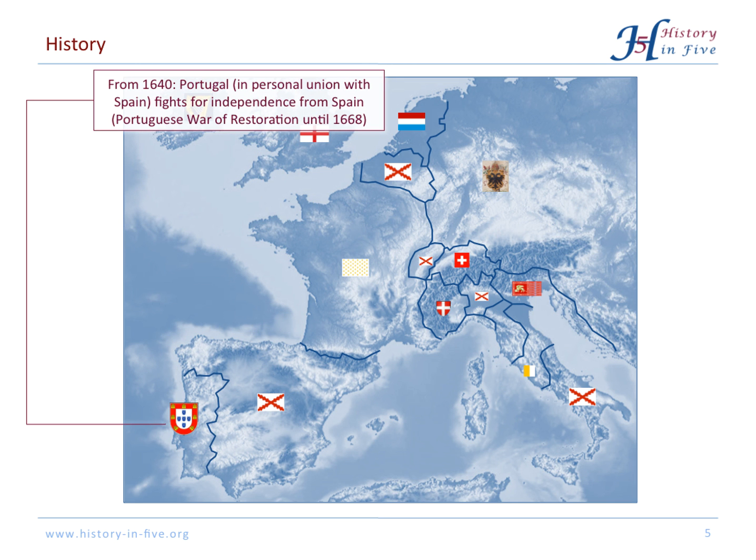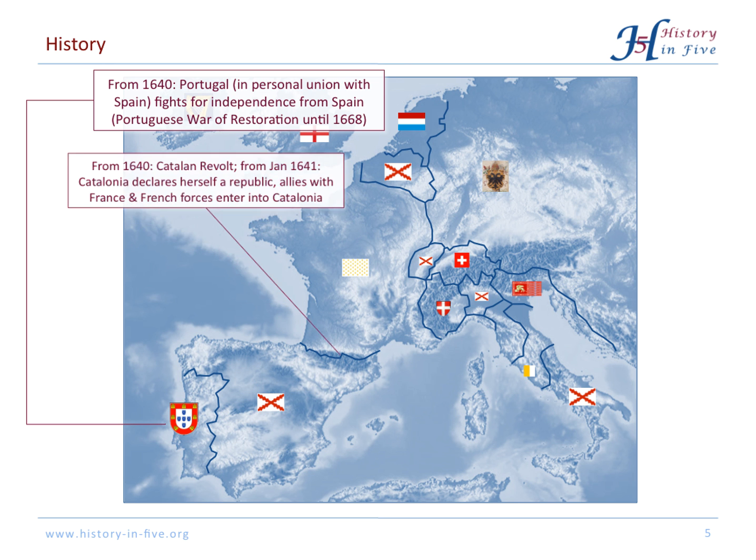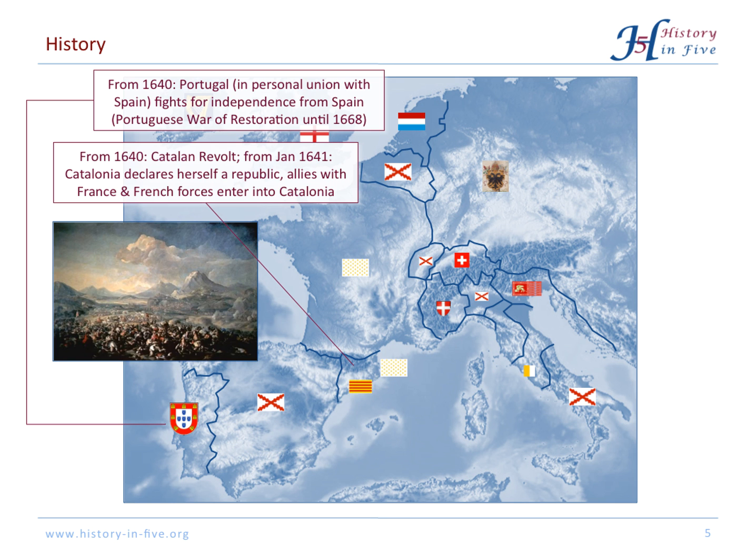Now, very important is the War of Restoration. Portugal was for a long time in personal union with Spain and now fought for independence. And in fact, Spain lost control over Portugal by 1640. The same thought had the people of Catalonia. They launched a revolt, allied with the French, and then French forces entered into Catalonia.